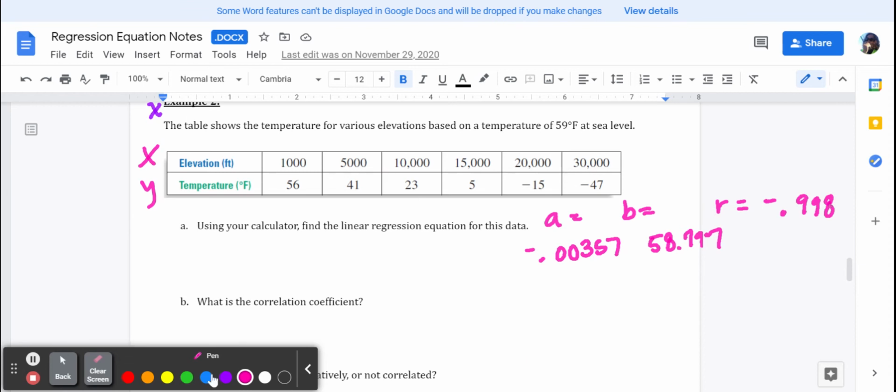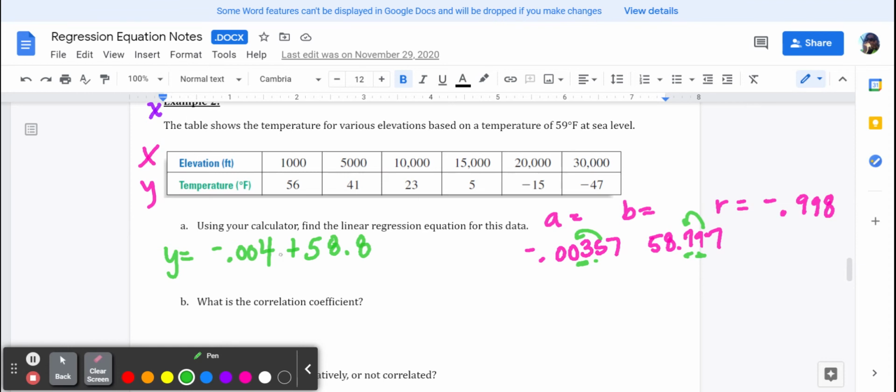Now, if we remember from the notes in the first part, it said that we can round to the tenths place, or just one place behind the decimal. Now, I don't want to do that here because that would just round to 0, so I'm going to say that the 5 is going to tell my 3 to round up. So that'll make my slope negative 0.004. And here I can have the 9 tell the 7 to round up again. So that'll give me plus 58.8.